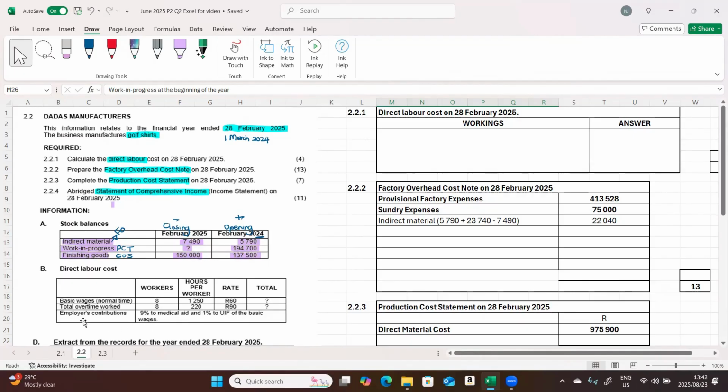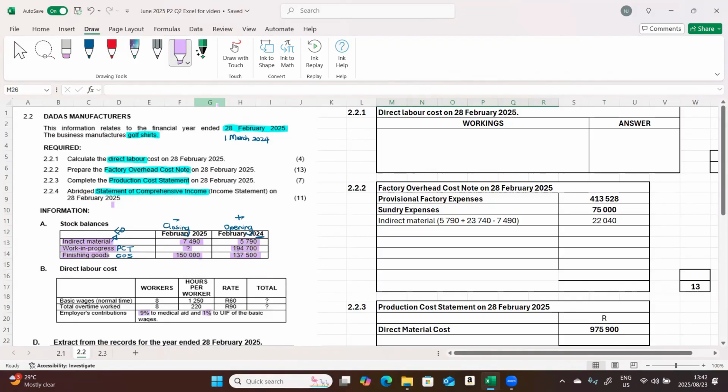And then we have the employer's contributions, guys. Please add this to your calculations. Employer's contributions, that is what Dada's Manufacturers contribute to the medical aid, as we can see, and to the UIF. So 9% to medical aid, so it's a cost to the company, 1% to UIF. It's a cost to Dada's Manufacturers. So it has to be part of direct labor. Please, guys. All right. And then what's very important is these percentages, 9% and 1%, on what is it based, guys?